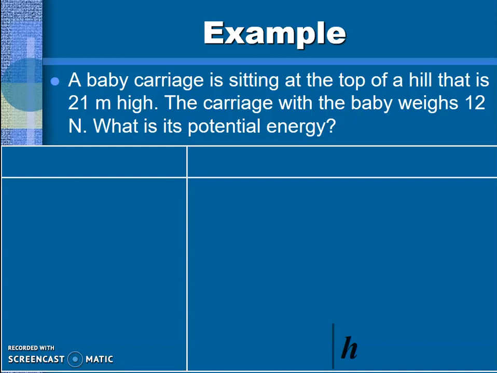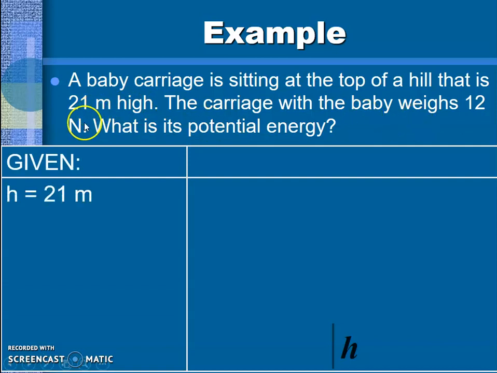All right, let's do an example problem. A baby carriage is sitting at the top of a hill that is 21 meters high. The carriage with the baby weighs 12 newtons. What is its potential energy? So let's analyze this problem and say, what do we know? 21 meters high, so we have a height.